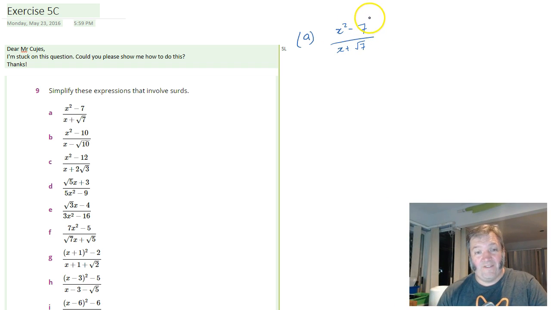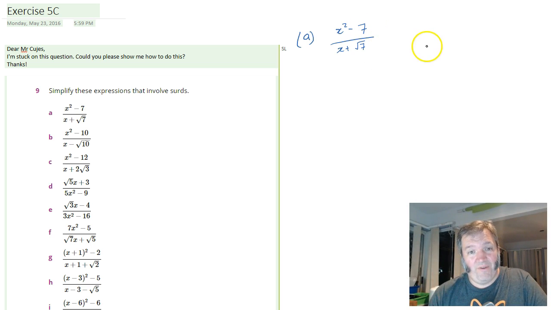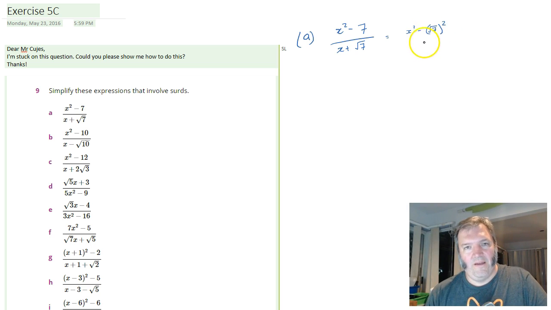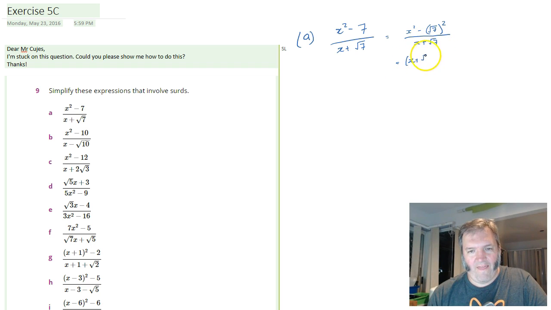Now it may not be obvious because it doesn't have the squared there. So what have we been doing when we've been doing our completing the square? We were writing this as x squared minus the square root of 7 squared, just like we were doing when we had to change the number on the end into the right format. Now it's in the right format, I can make that x plus root 7 times x minus root 7 divided by x plus root 7.